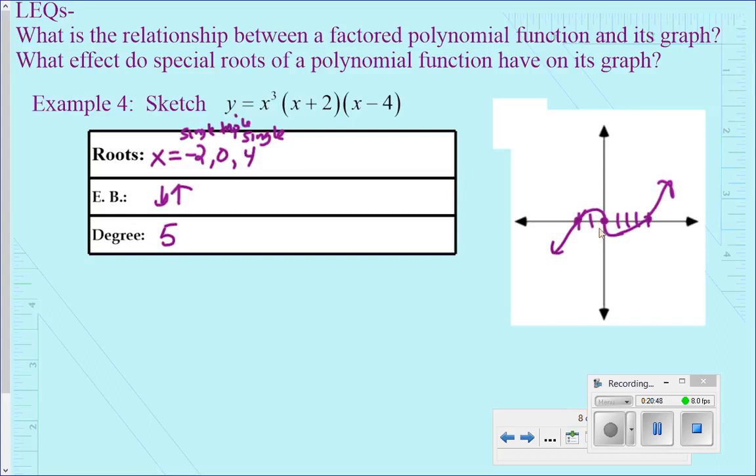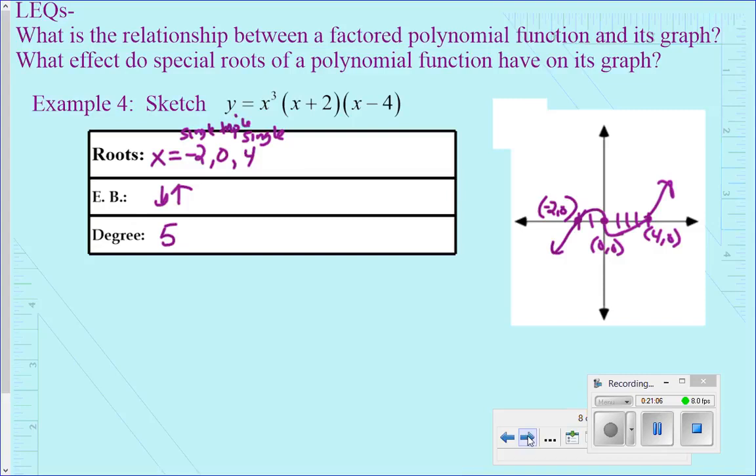So I have clearly here a point of inflection rather than just going straight through from the one point to the other. So that's a point of inflection at 0, 0. And then I have a through at 4, 0. And a through at -2, 0. And that is my sketch.